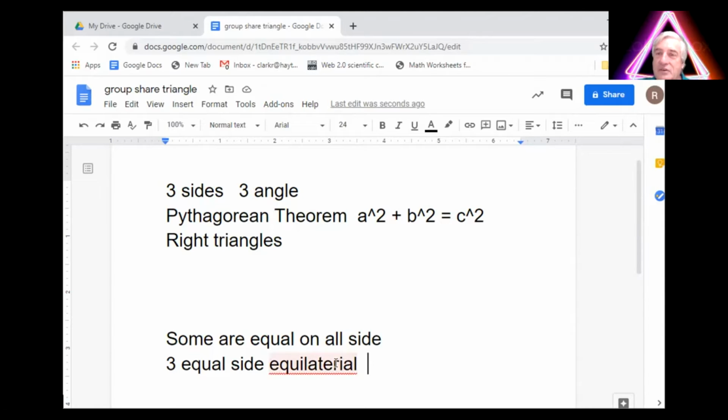Yep, somebody checked it because I didn't spell it right. What you do to correct your spelling on the Google Doc is you click on the word that is underlined in red, and it tells you what you think the word is, and if that's the word, it just changes it for us. That's how you correct your spelling on these Google Docs. Some are equal on all 3 sides. 3 equal sides. We call that an equilateral triangle.